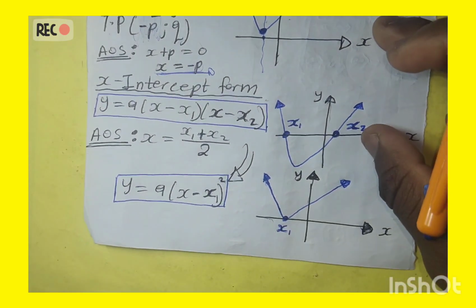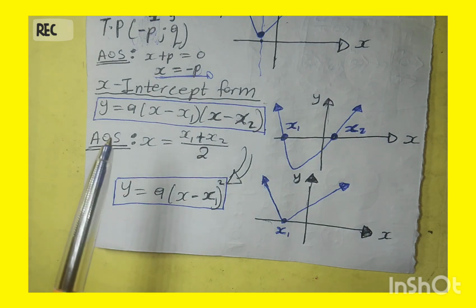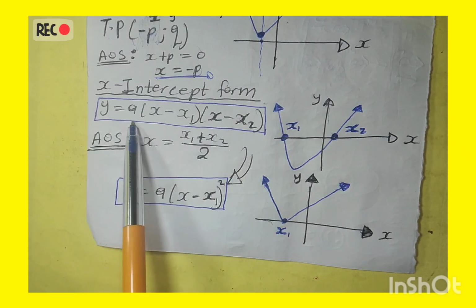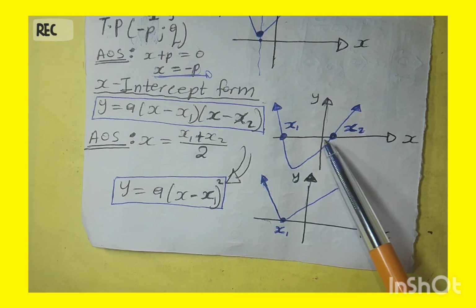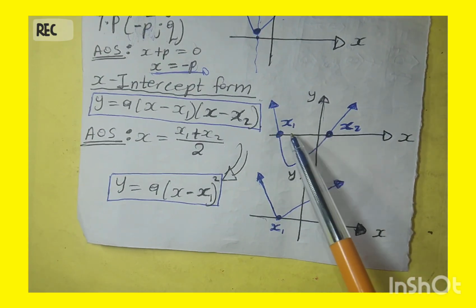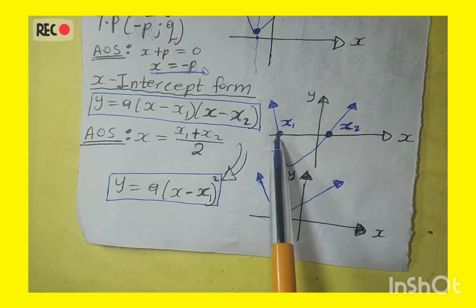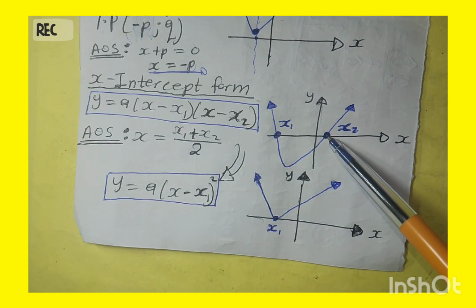So let's go to the x-intercept form. The x-intercept form equation is in a form like this. Do you see this thing? This equation, guys, we only use it if we got the x-intercepts. These are the x-intercepts. The graph intersects the x-axis here and there. Do you see?